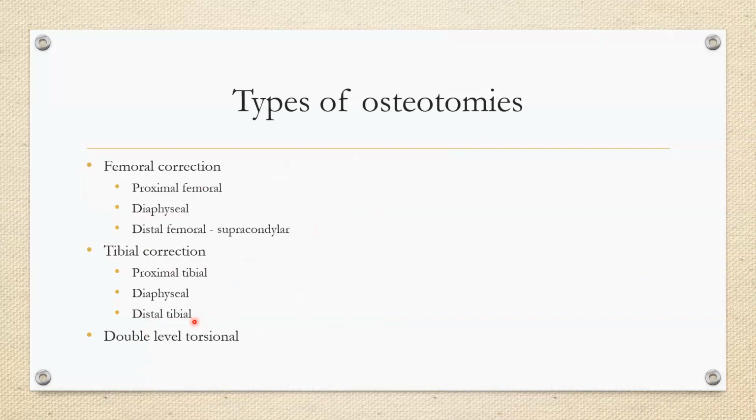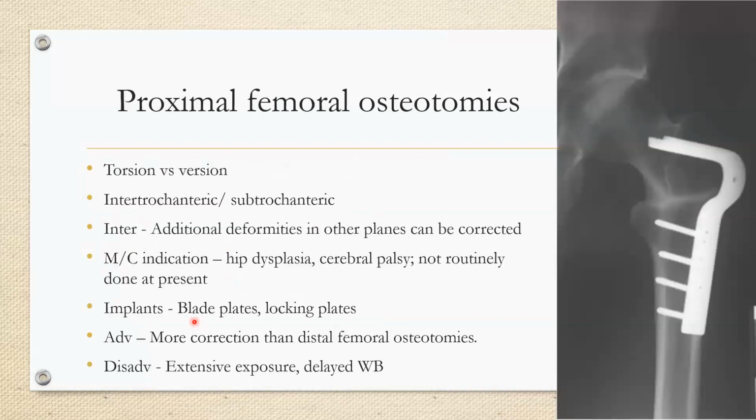Regarding the proximal femoral osteotomy, the first distinction to be made with respect to terminology is torsion versus version. Version refers to any deformity in the femur happening proximal to the lesser trochanter, and torsion implies a diaphyseal deformity happening lower than the lesser trochanter. So proximal femoral osteotomy can be either intertrochanteric or subtrochanteric.